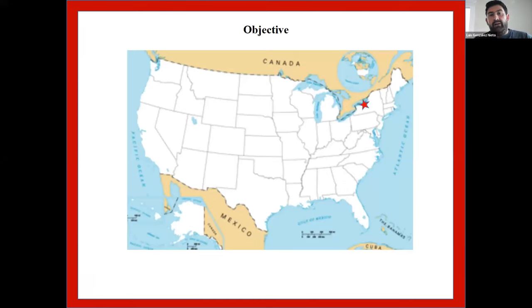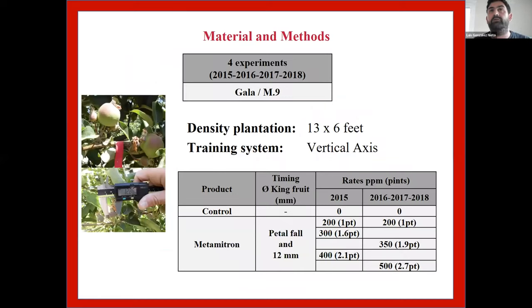The second part of these studies is in New York State. During 2015 and 2018, over 4 years, Cornell evaluated the efficiency of metamitron at different rates, between 1 pint and 2.7 pints. They evaluated two timings, petal fall and 12 millimeter, spraying in gallons.